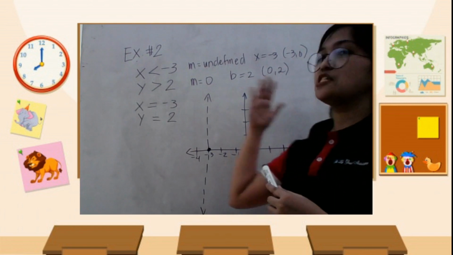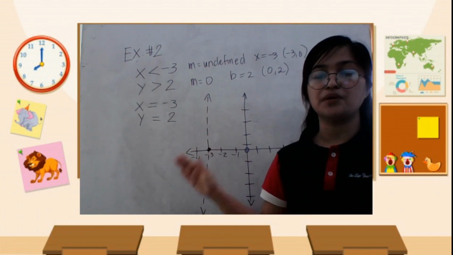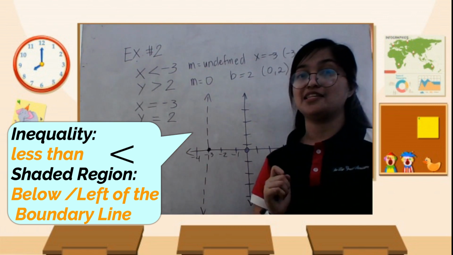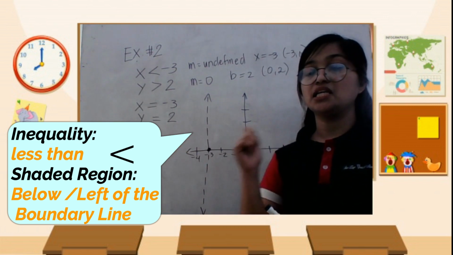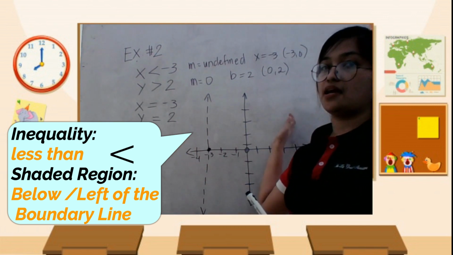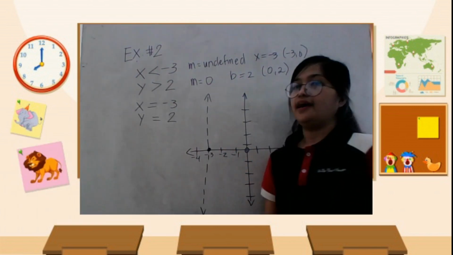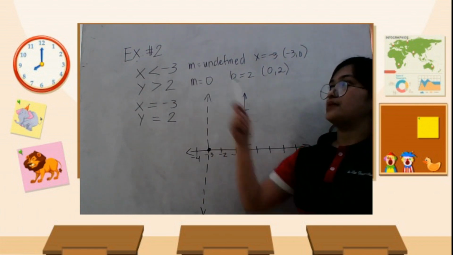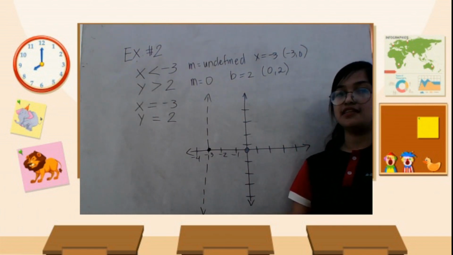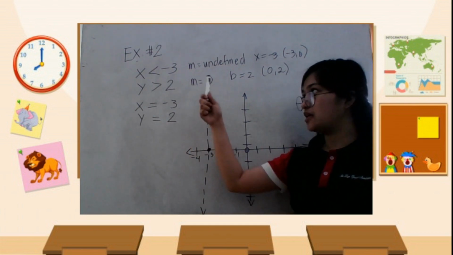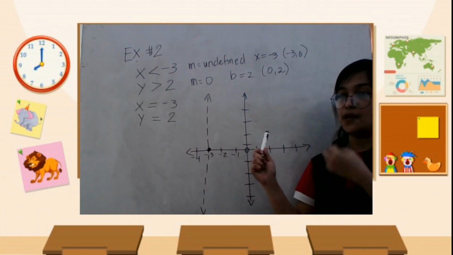And then, since siya ay less than, so ang i-shade nating part ay nasa left din. Kasi nga po, less than. Kapag po kasi greater than, ibig sabihin sa right side ang ating i-graph. And since tayo nga ay less than, ang ating x is less than negative 3, so ibig sabihin, ang i-graph natin ay nasa left side. Kasi kung siya ay greater than, syempre, right side naman ang i-graph.